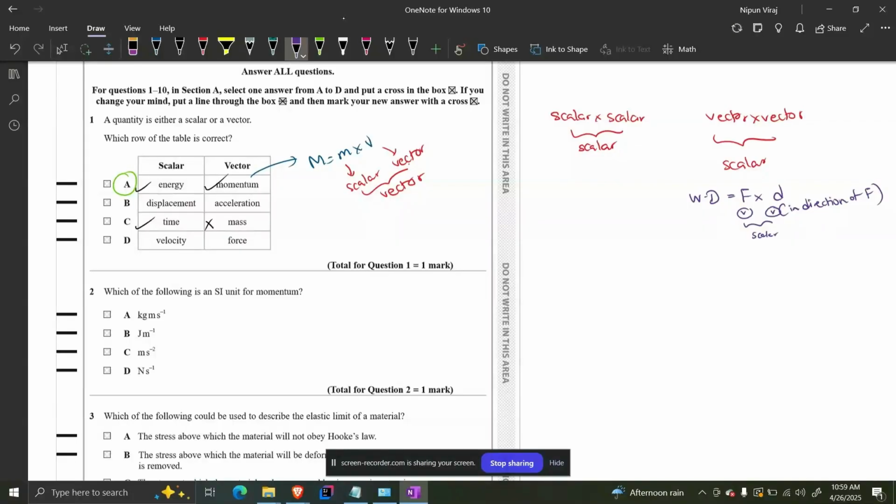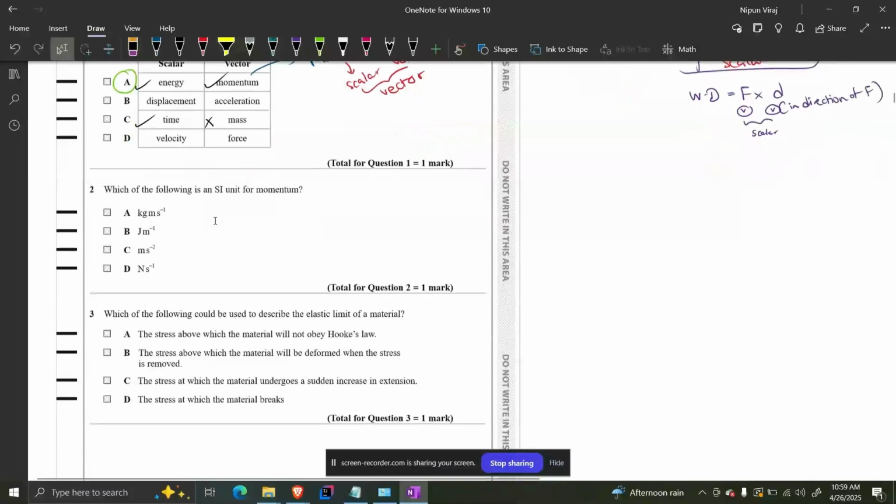So simply, if you multiply scalar by scalar, it is scalar. If you multiply vector by vector, it is scalar. If you multiply scalar by vector, it is vector. Generally, this is the idea, but sometimes there are exceptions. But just note this down. It might be an important point sometimes.